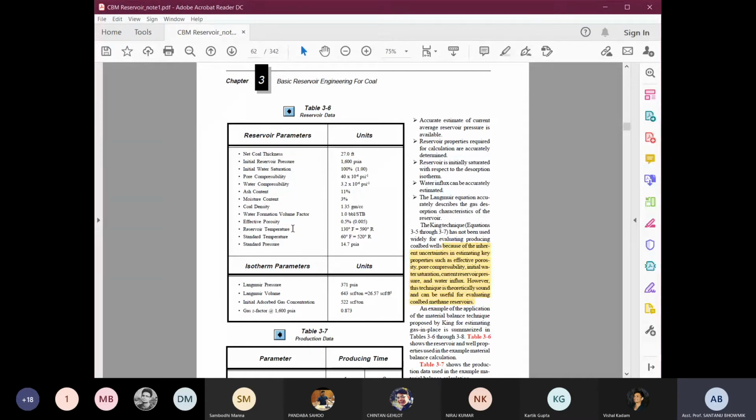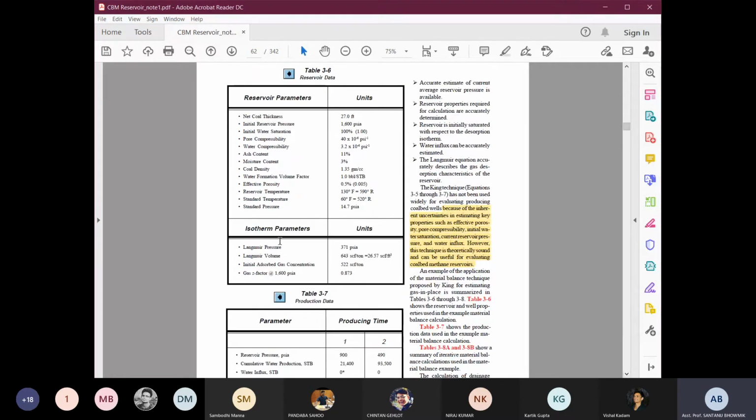Then the coal density, the formation volume factor, the effective porosity, and all other conditions they have given. Standard temperature they have given here is on the absolute Fahrenheit scale, which is called the Rankine scale. You can see 520 degrees R. You must remember that in the CGS or SI system it is called the Kelvin scale, whereas for Fahrenheit it is the Rankine scale. I hope you remember; you must have read this in 12th class physics.